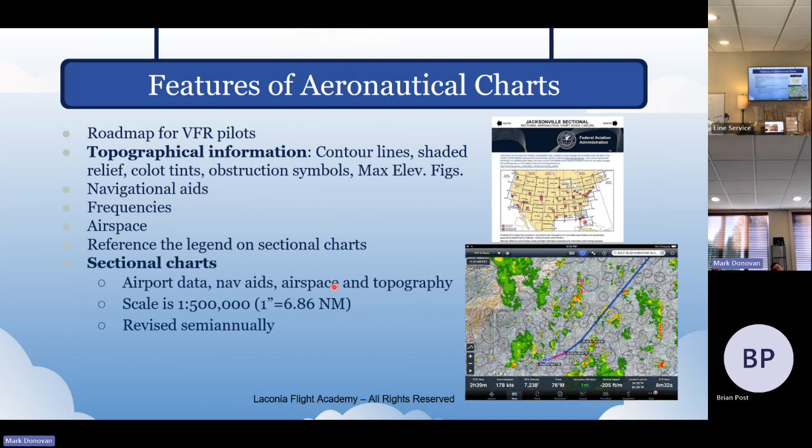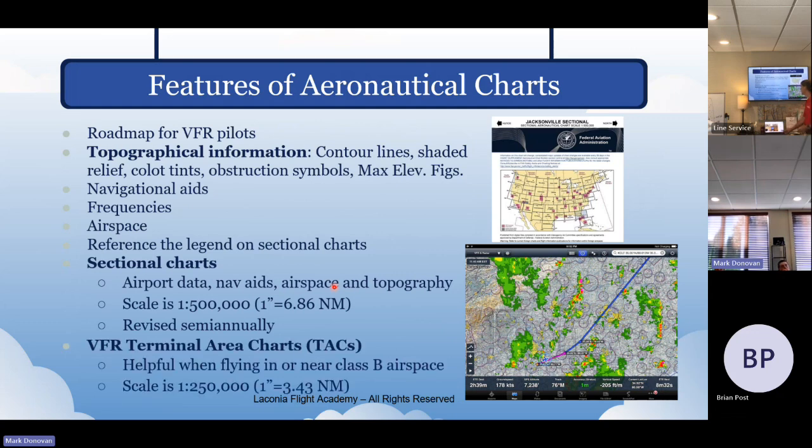Sectional charts. This is a nuance that you don't need to worry too much about, but the scale is 1 inch represents 500,000 inches, or 1 inch equals 6.86 nautical miles. So the scale is 1 to half a million, but what it really means is 1 inch by 1 inch equals 6.86 by 6.86 nautical miles. Revised semi-annually. No, I don't know. That's a typo. I should have fixed that. It's every 56 days. And the same with the terminal charts.